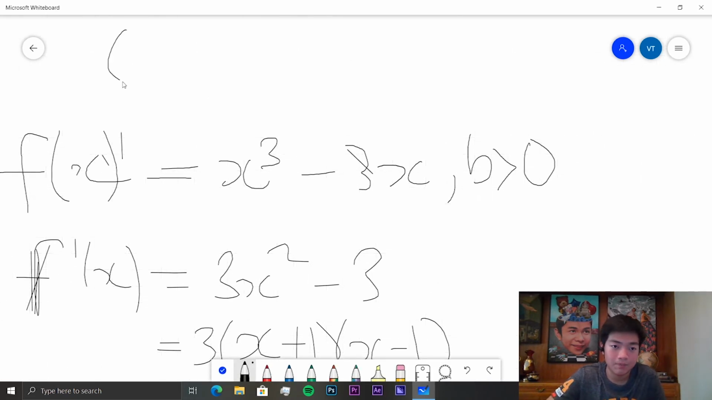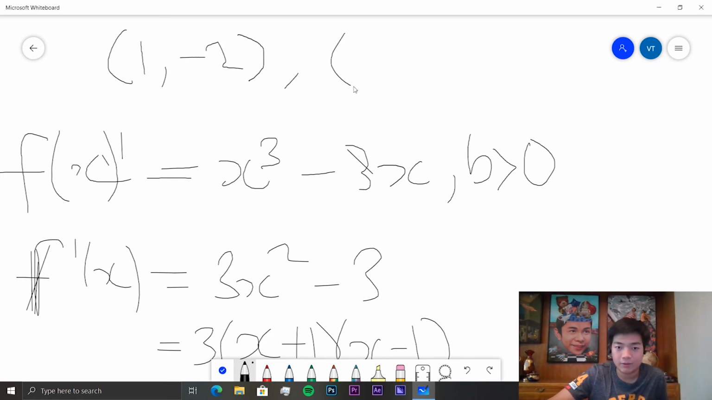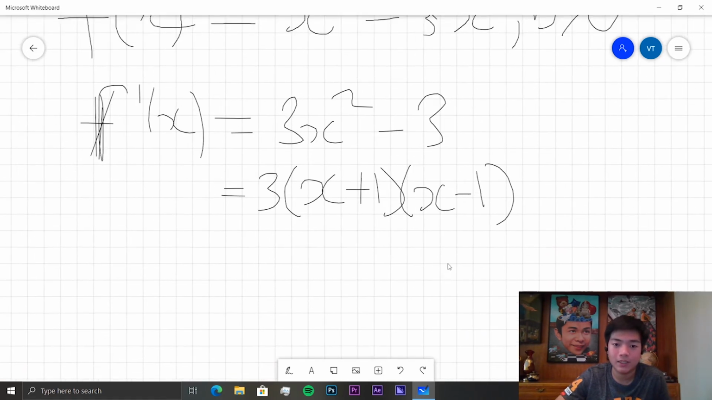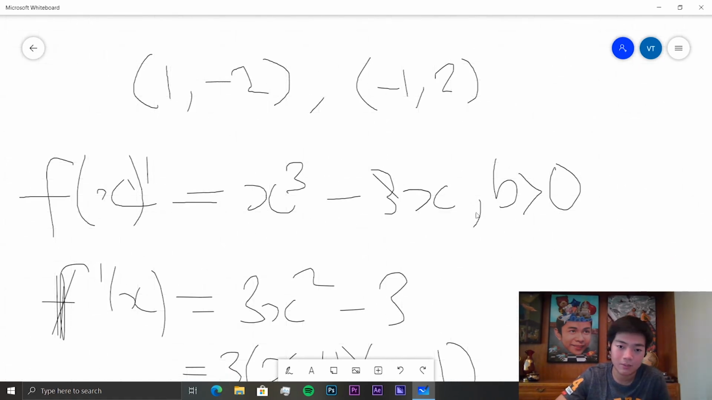At x equals 1, we have 1 cubed minus 3 times 1, so that's negative 2. And at x equals minus 1, we have negative 1 cubed plus 3, which is 2. So we have turning points on both of these. So finally, we need to sketch the function. And in order to sketch the function, we need to know the nature of these turning points.